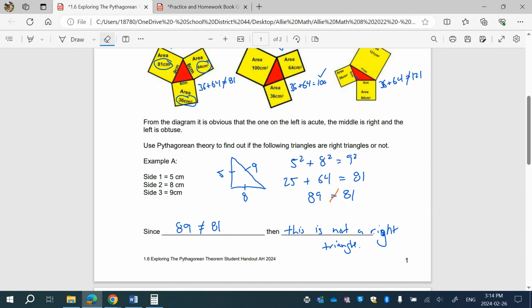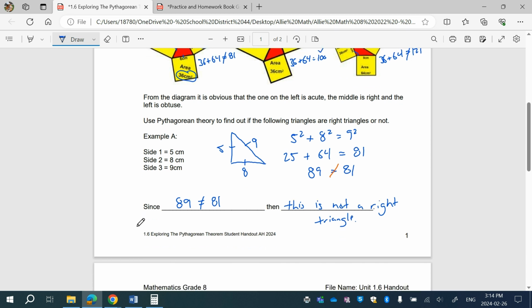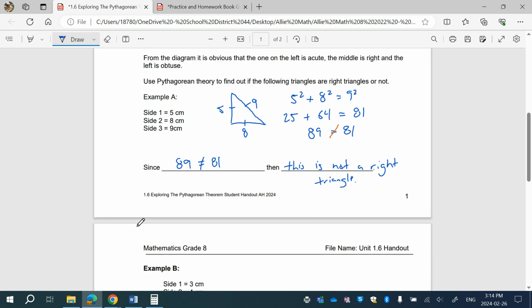Wow, my writing isn't the best here. Let me write this nicer for you. Maybe I should type it. Not a right triangle. Okay. Let's do the next one.